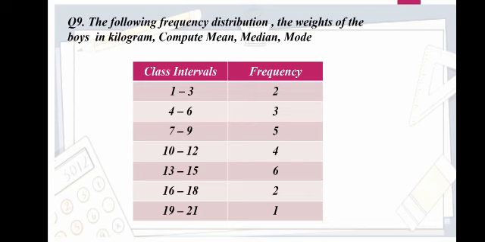The question is: the following frequency distribution gives the weights of the boys in kilograms; compute mean, median and mode. The class intervals are 1 to 3, 4 to 6, 7 to 9, 10 to 12, 13 to 15, 16 to 18, 19 to 21, and the frequencies of these respective classes are 2, 3, 5, 4, 6, 2 and 1. And the interval between these two classes, how will you take the interval? By subtracting the lower class of the second row from the lower class of the first row. 4 minus 1 is 3, so H is 3.